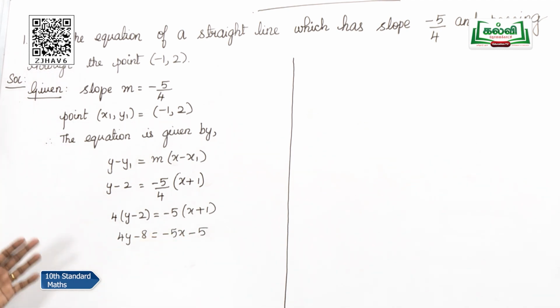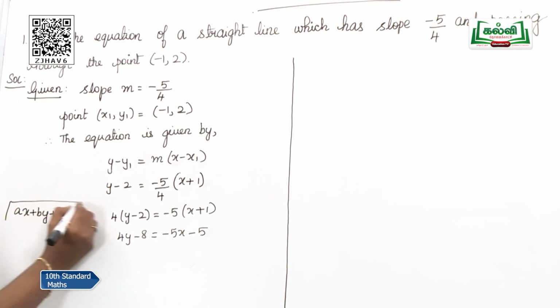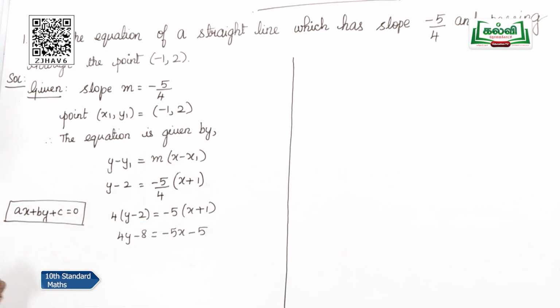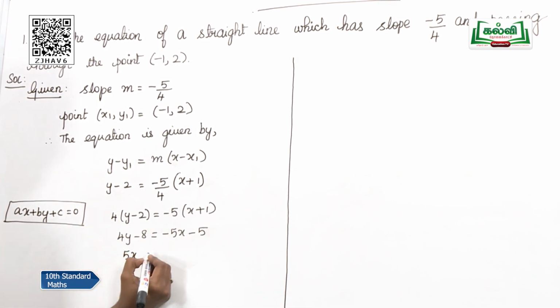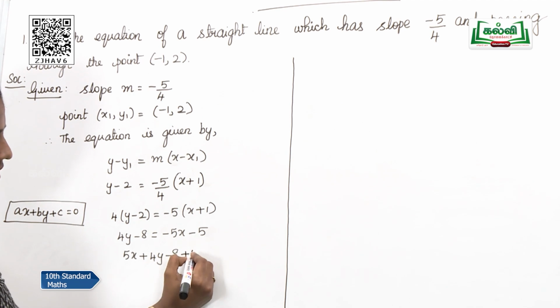Now always the equation of the line should be in the general form. What is the general form? Even in the previous class you learnt ax plus by plus c is equal to 0. So I have to write the given equation in this general form. So here this x has got a negative value. So I will bring it to the other side. So I get 5x plus 4y minus 8, write it as it is, minus 5, again I will bring it here, I get plus 5 is equal to 0.